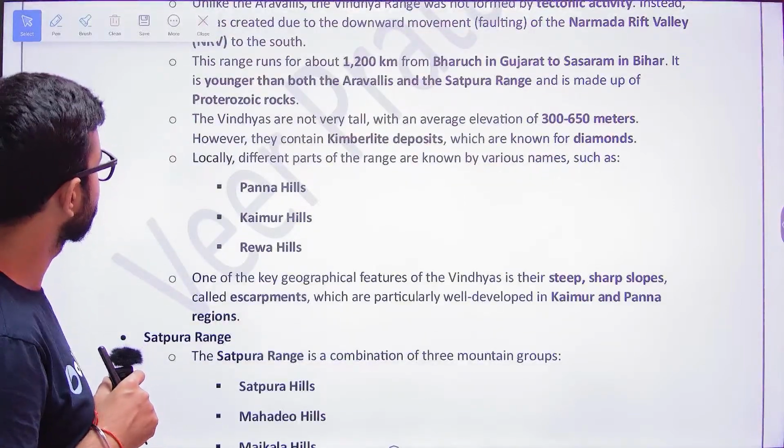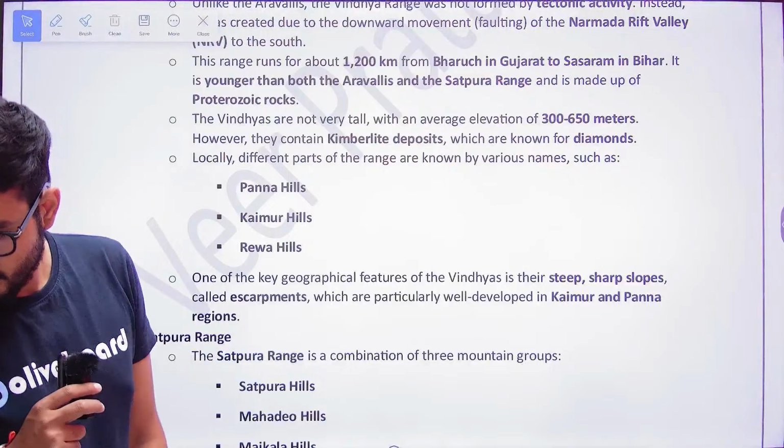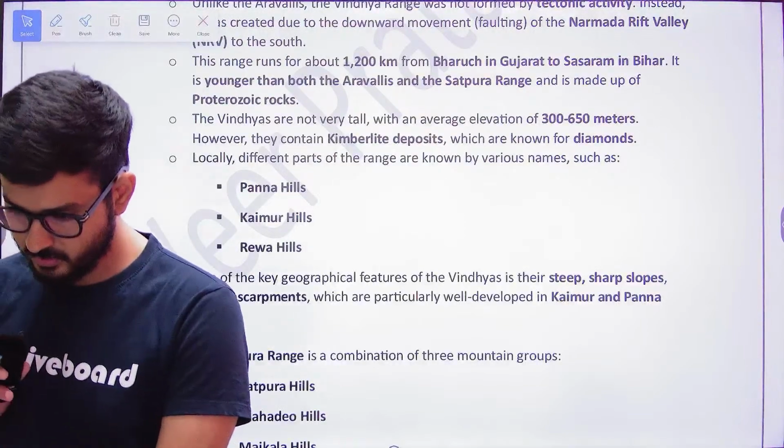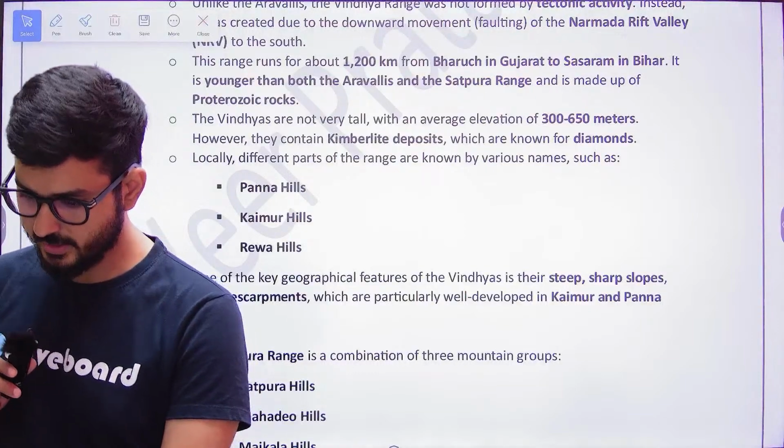Elevated lava plateau and elevated plateau with a rugged terrain.